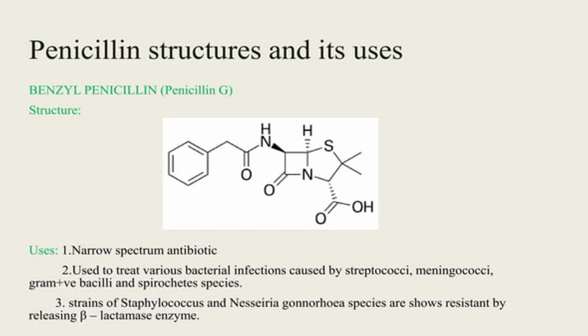Now there are some examples of penicillin. We will be discussing examples with their uses. The first example is benzyl penicillin. In the benzyl penicillin structure, this is the thiazolidine ring, this is the beta-lactam ring, this is our acyl side chain, and the R group is attached to the benzyl ring. So this is the structure of benzyl penicillin.